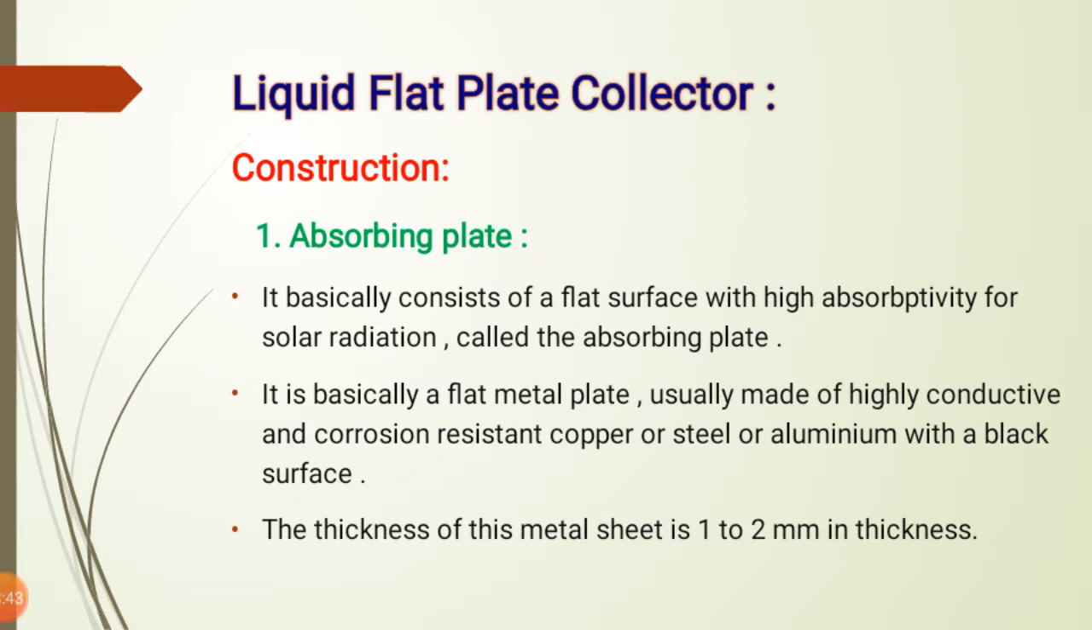All these materials have these properties, but generally copper is costly, so steel or aluminum is used for the absorbing plate. The thickness of the metal sheet is 1 to 2 millimeters. As we already saw in our previous video, the thickness of the absorbing plate is nearly 1 to 2 millimeters.